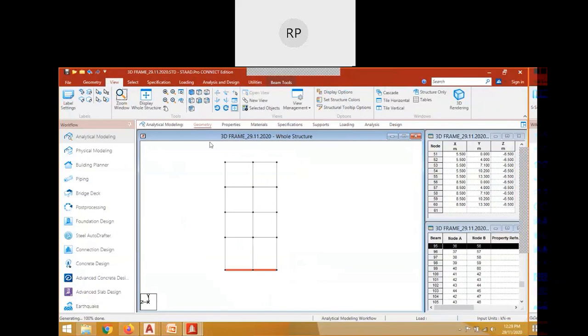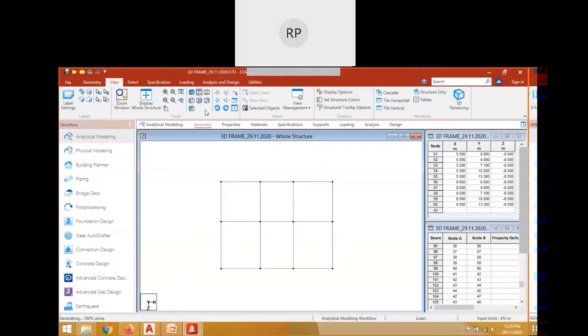Now remember, in STAAD there is one more thing you need to remember: whenever you are on any view, all the beams and columns on that particular line get selected. For example, if I go to the top, I will show you what I mean. Suppose this is the top view of the structure. If I select this particular beam at the top, only one beam will not get selected; all the beams below this particular beam get selected.